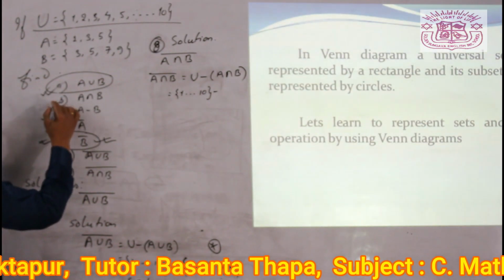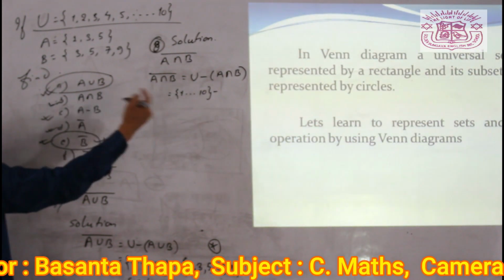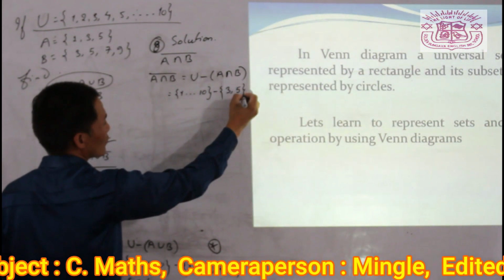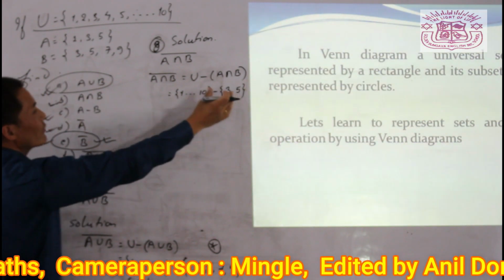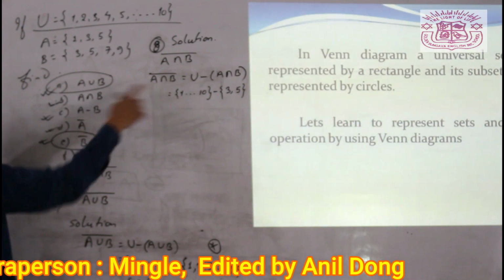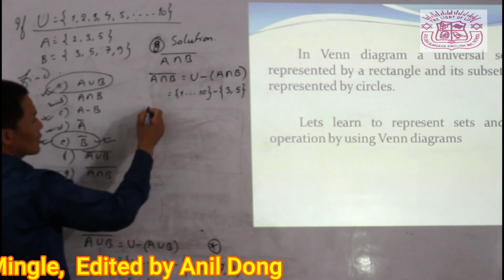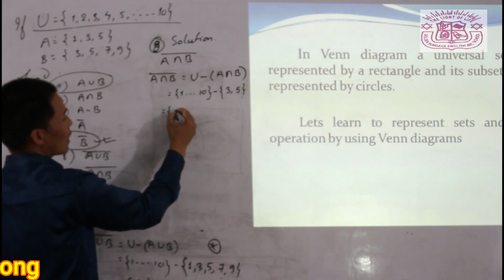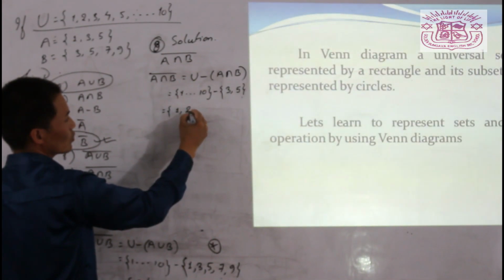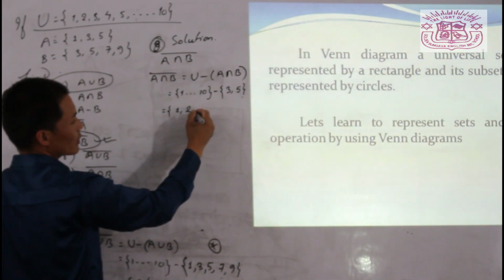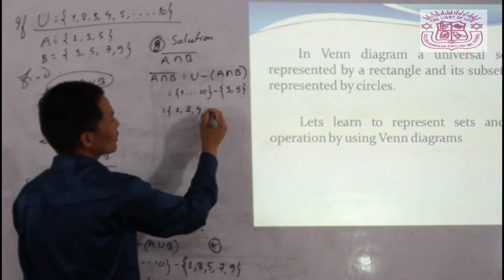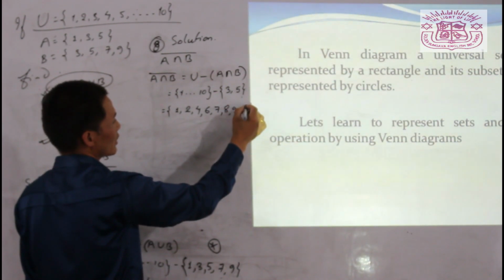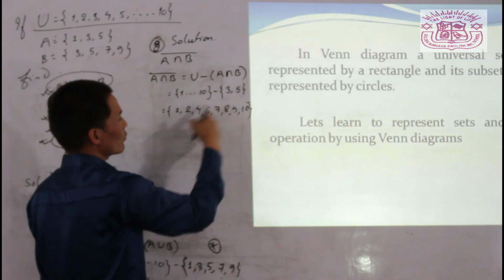We have solved here, just write in B number, right? A intersection B, and those elements were 3 and 5, right? This 3 and 5, I have just taken from question number B. So now what do we do? Except 3 and 5, we write all the elements. 1, 2, 3, here is 3, so we don't write it. 4, 5 is also here. We write 6, 7, 8, 9, 10. Except 3 and 5, we write all.